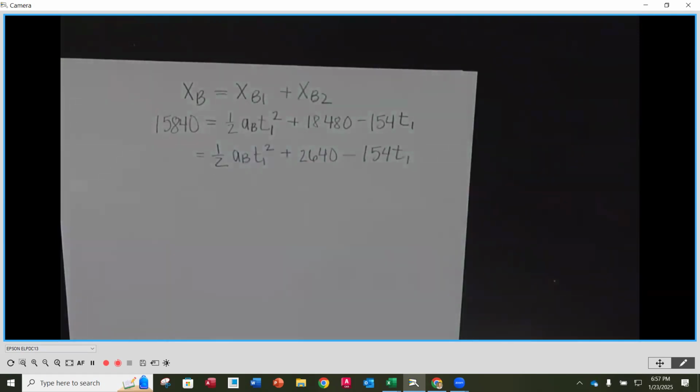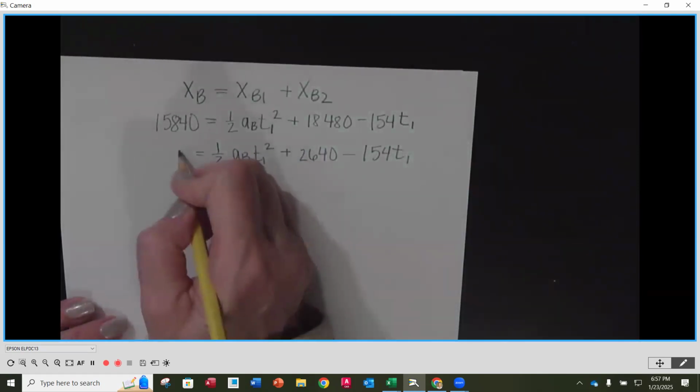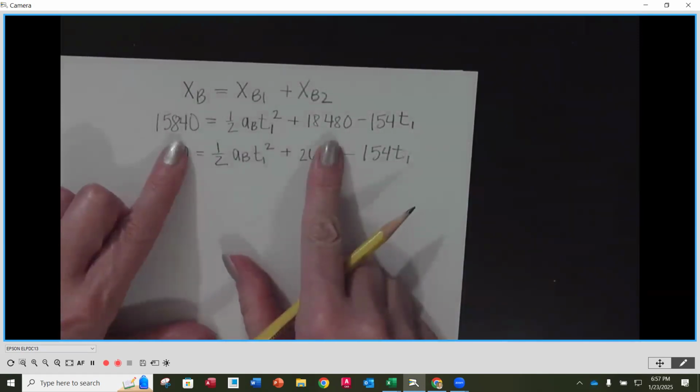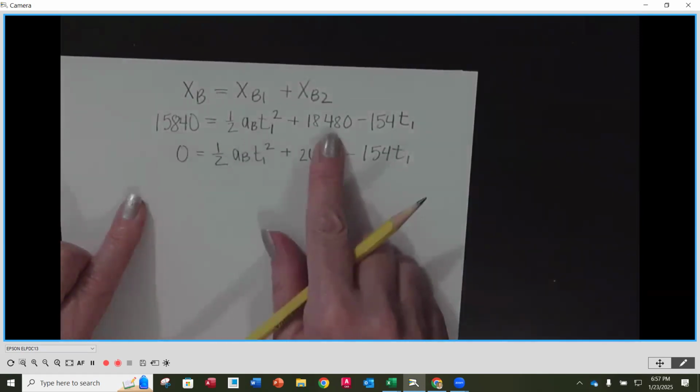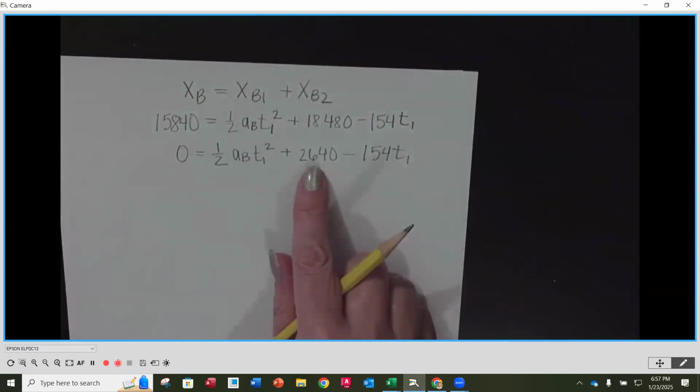Oh, I see. No, we're not going to use the quadratic. We have another way we can get it directly. I'll show you in just a second. Make sure that you have 0 equal to, when you combine these 2, we subtract 15,840 minus 18,480, which should get 2640.